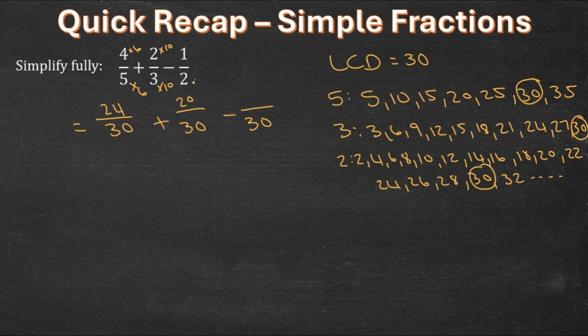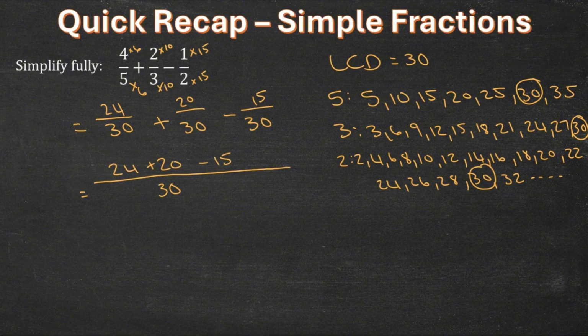And here for 2, I have to multiply by 15 to make it 30. And what I do at the bottom, I do at the top. So that gives me 15. So now I have rewritten all these fractions so that they have the same LCD. So on a new line, I can write this LCD, draw this line, and then we can simply add or subtract the numerators. So 24 plus 20 minus 15. And that gives me 44 minus 15, which is 29 over 30. I cannot simplify this any further, so this is the final answer.